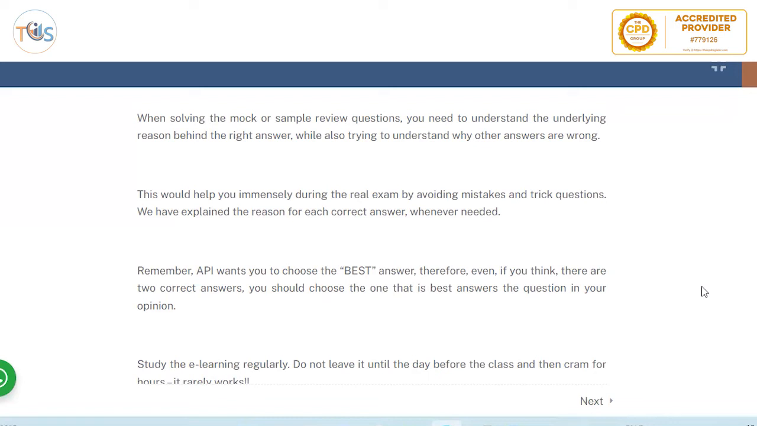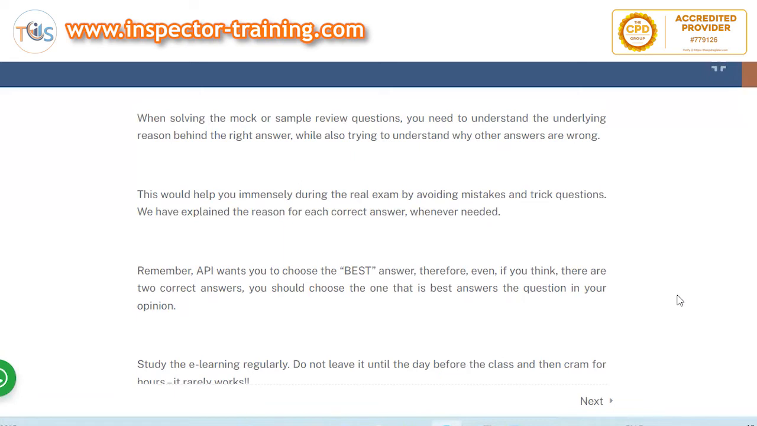There's no trick. API does not try to trick you. It just wants to know that you're reasoning and rational, and you understand the concepts and can apply them. So they always say choose the best answer. There might be two answers that you think are right. Choose the one that you think is the best answer. Okay.